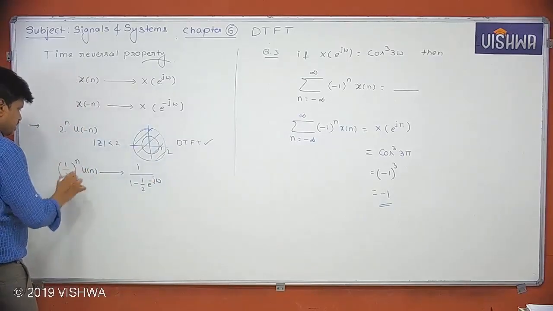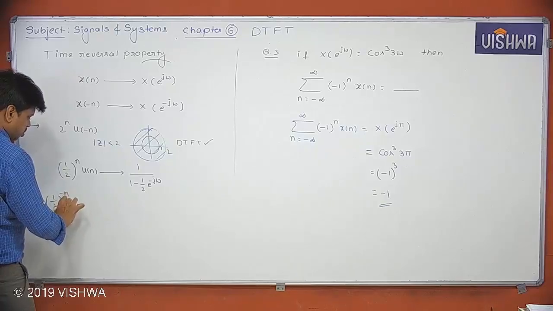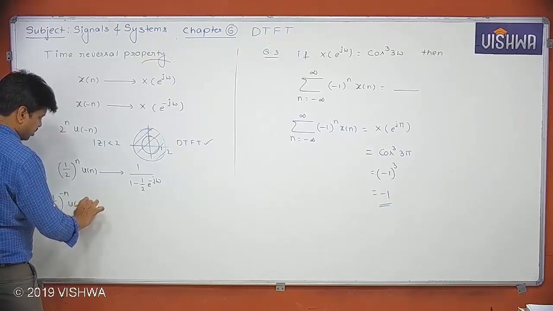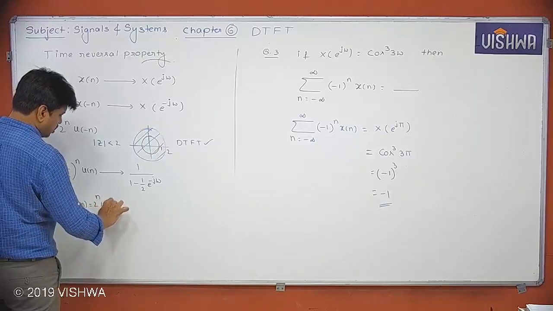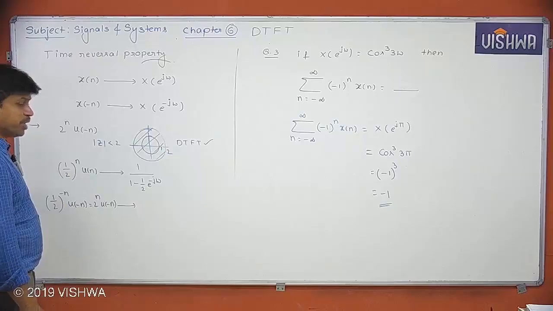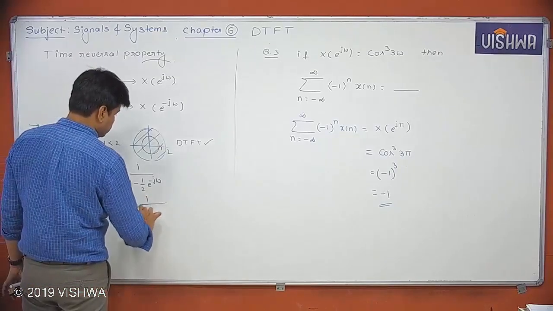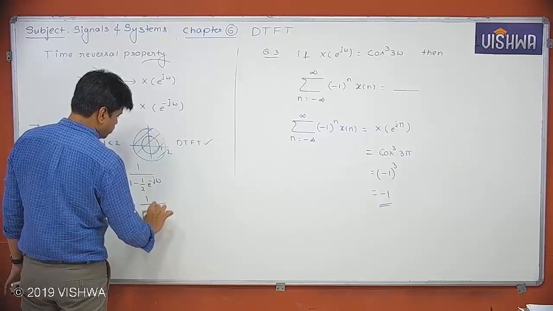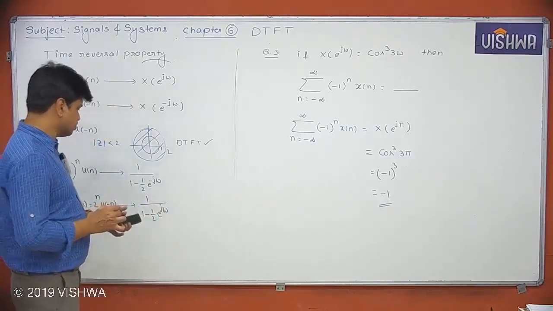Now, if n is replaced with minus n, that is 1 by 2 whole power minus n u of minus n, then what are we going to get? 2 power n u of minus n. That's what we require. If n is replaced with minus n, in the DTFT omega has to be replaced with minus omega. So finally we are going to get 1 by 1 minus 1 by 2 e power j omega. Clear? Yes.